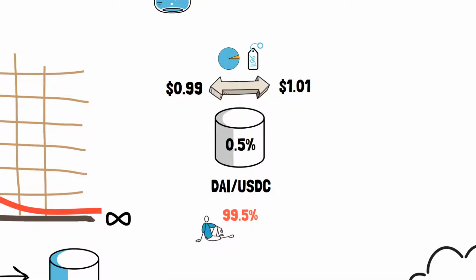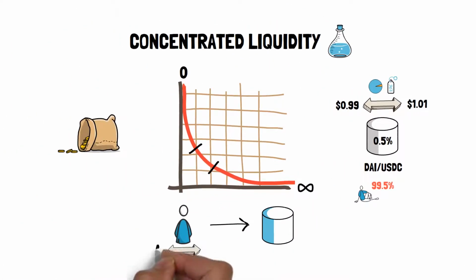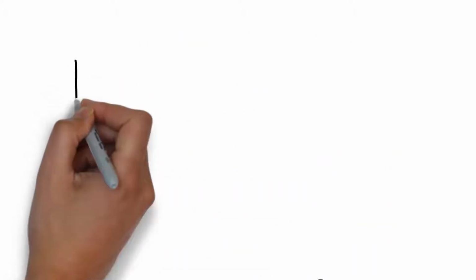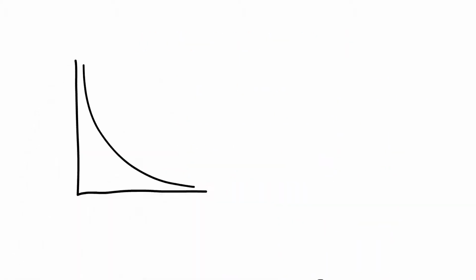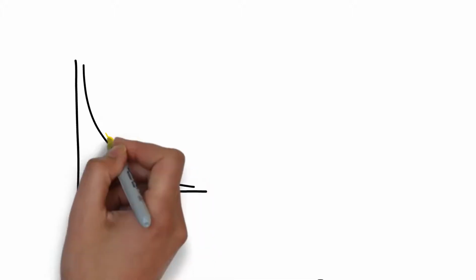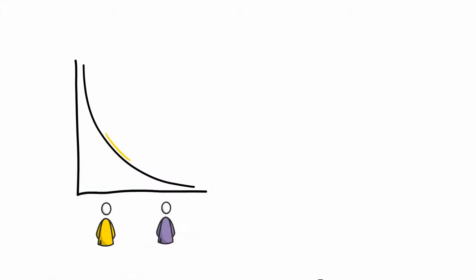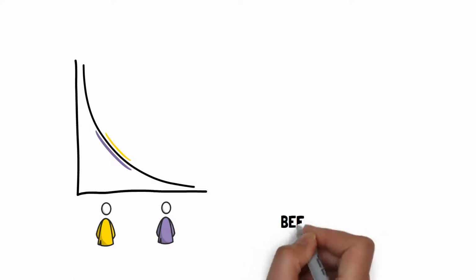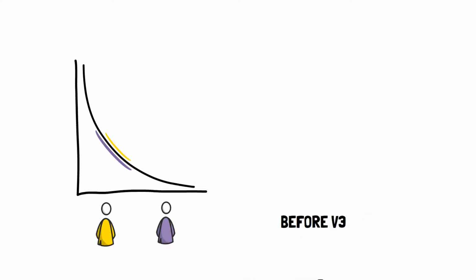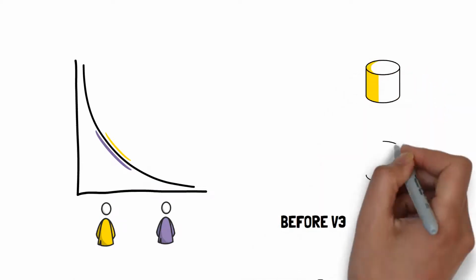In v3, LPs can choose a custom price range when providing liquidity. This allows for concentrating capital within ranges where most of the trading activity occurs. To achieve this, v3 creates individualized price curves for each of the liquidity providers. Before v3, the only way to allow LPs to have individual curves was to create a separate pool per curve.